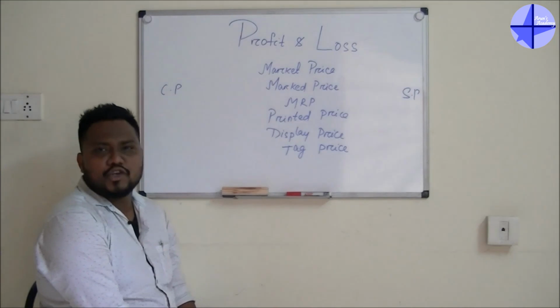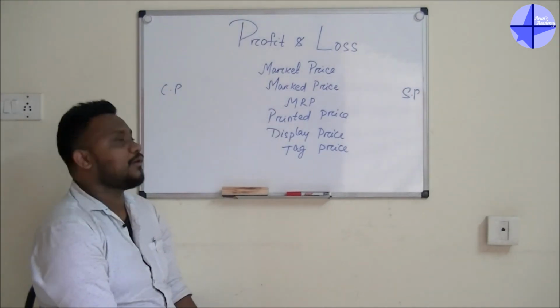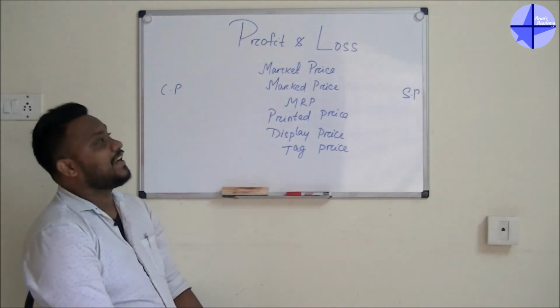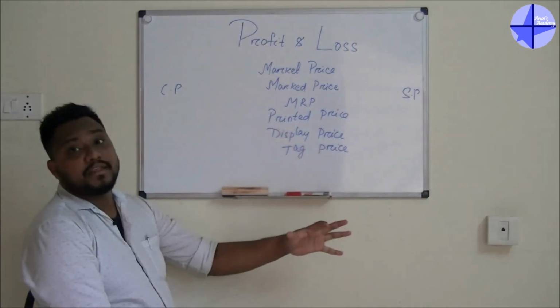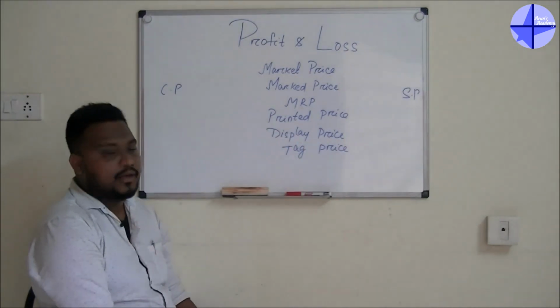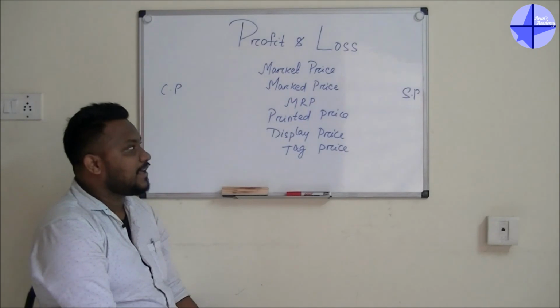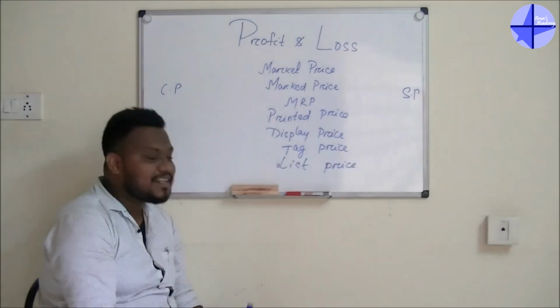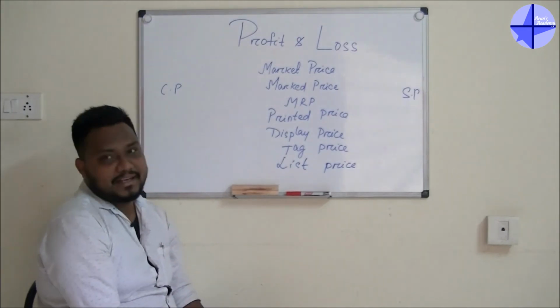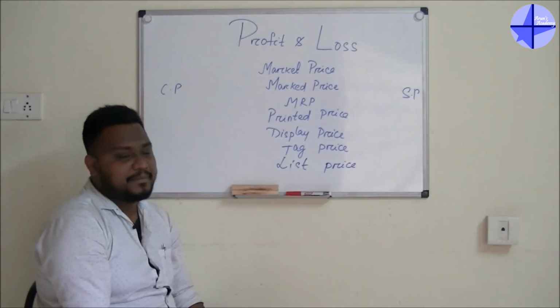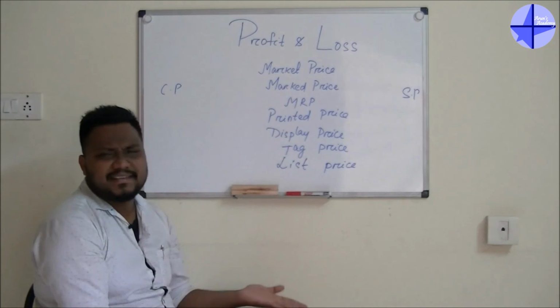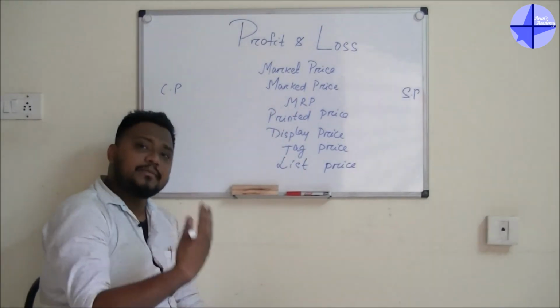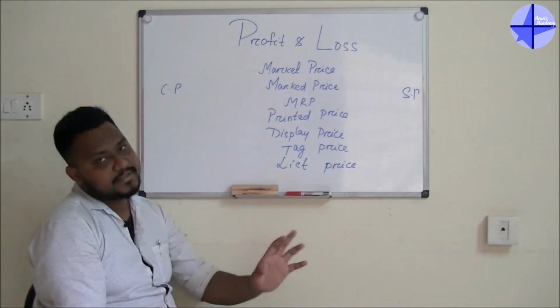Okay, so let's talk about the third type of question of profit and loss, that is all about the market price. Guys, market price, mark price, MRP, printed price, display price, tag price, all are same thing. In some company they will ask you market price, in some company they will ask you MRP, in some company they will ask you display price, list price, something like that. So whatever be the thing they are asking, you have to follow the same method.